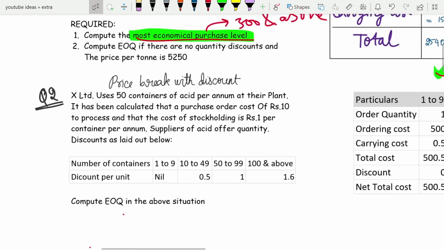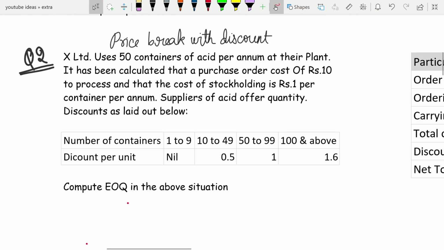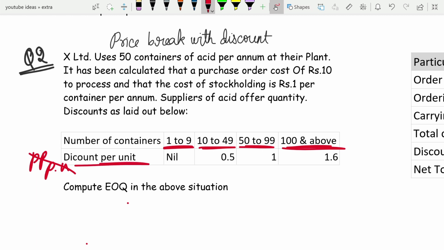There might be another type of question where instead of giving you purchase price per unit for each range, they'll give you the ranges 1 to 9, 10 to 49, 50 to 99, 100 and above. And instead of giving purchase price per unit, they will give you discount per unit. 1 to 9, there is no discount. 10 to 49, 0.5 rupees, that is 0.5 per unit discount. 50 to 99, 1 per unit discount. 100 and above, 1.6 per unit discount.